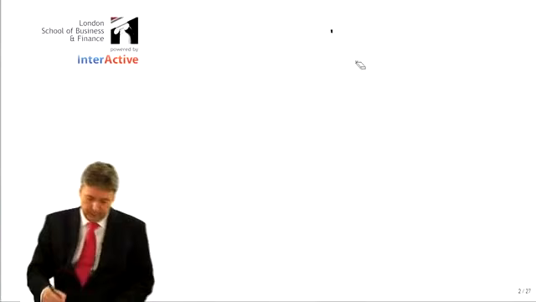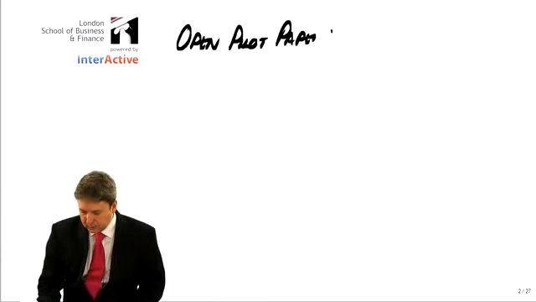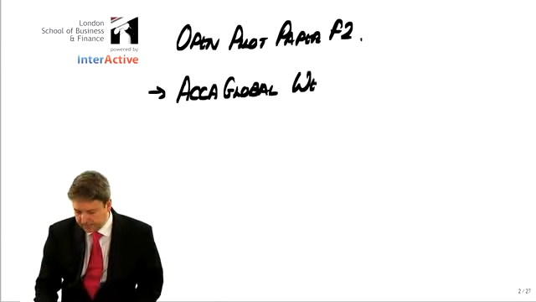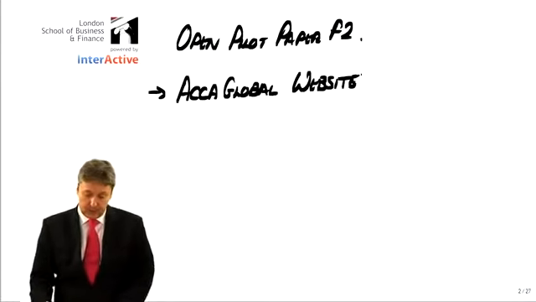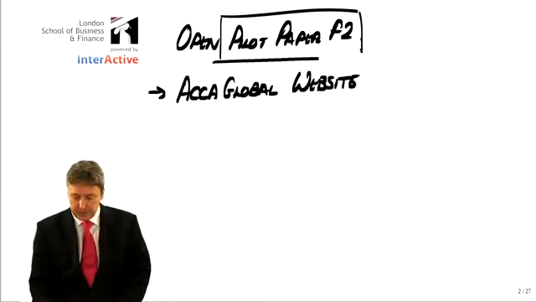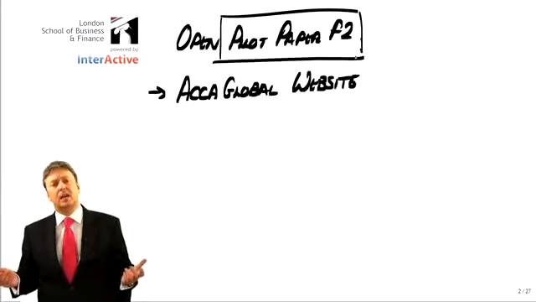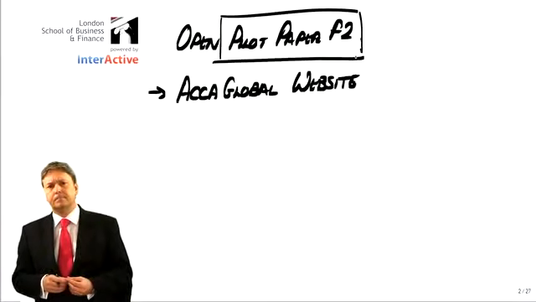So, what you need to do is to open the pilot paper for F2. To do this, you go to the ACCA Global website. I'm hoping you are familiar with that already. And I would simply search Pilot Paper F2 within that website. Once you've got that, you're able to download that as a PDF. It's one of those freely available pieces of information given to you by the ACCA.